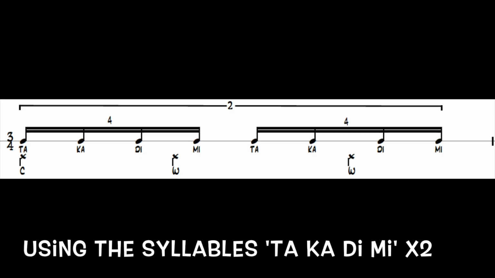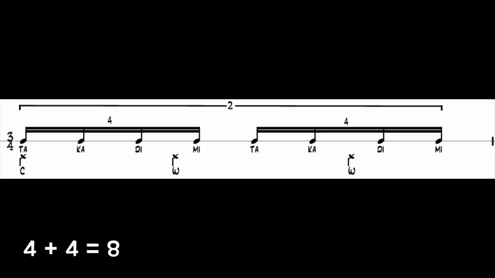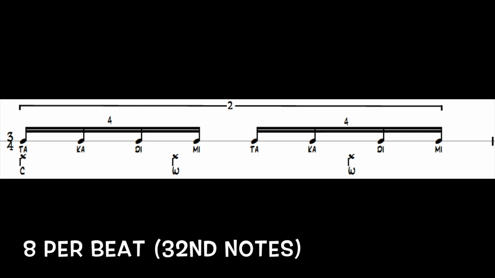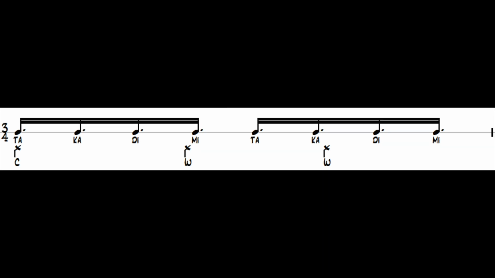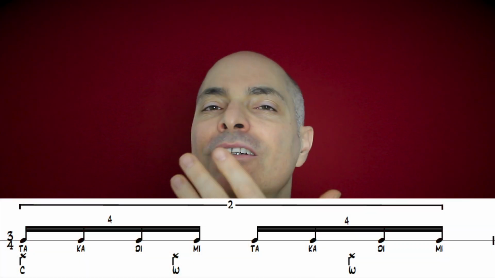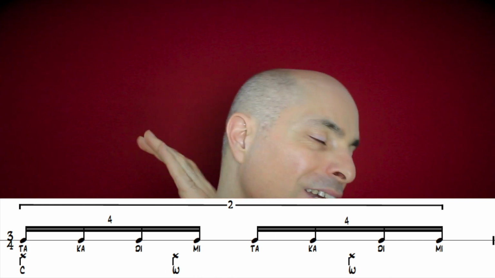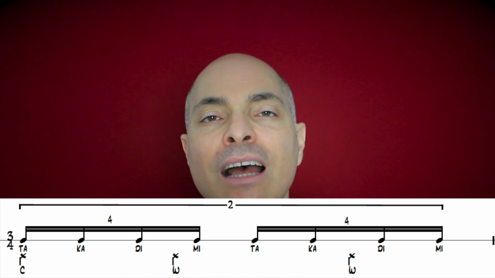In the next example, we're going to take nested tuplets of 4 notes. The total number will now change from 6 to 8 because we have 4 plus 4, which means that we will have 32 notes between each beat, so 8 between each beat. Divide the 32nd notes to groups of 3 and we'll get the rhythm that we have to say. 1, 2, start. Taka di mi, taka di mi, taka di mi, taka di mi, taka di mi, taka di mi, ta.